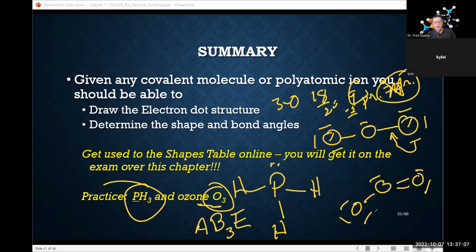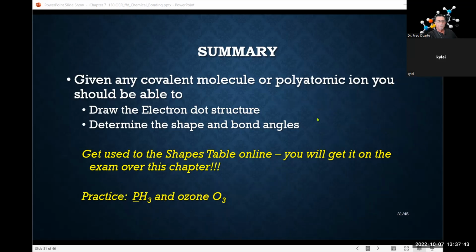And check the octet, make sure we still have 9 pair around us, which we do. We got 1, 2, 3, 4, 5, 6, 7, 8, 9. So we didn't lose any. And then we figure out the general formula. A is the central atom, B is 2, and then we put an E because we do have a lone pair on the central atom. Okay, so that's the general formula. Then you can take that and go to the shapes table and determine what the shape is.